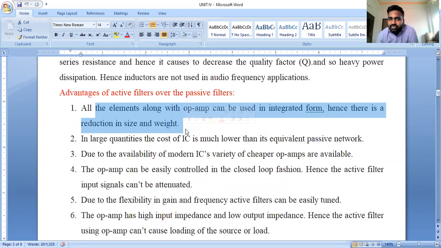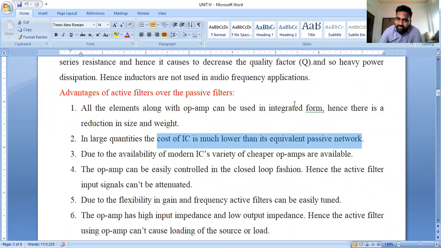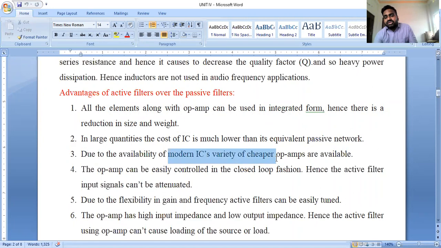This is one of the prime and important advantages of active filters over passive filters. Coming to the second advantage, the cost of an IC is very, very low when compared to a passive network, because with this integration the size is small and the size of the elements used is very small. And second, by using linear integrated circuits, mostly operational amplifiers, that makes the filter quite cheaper.